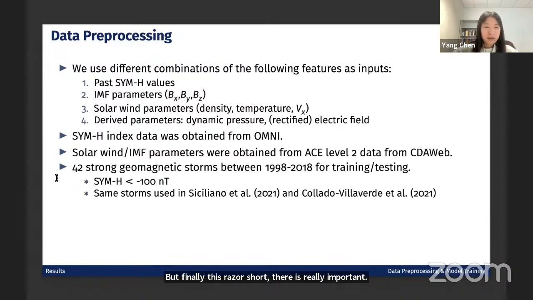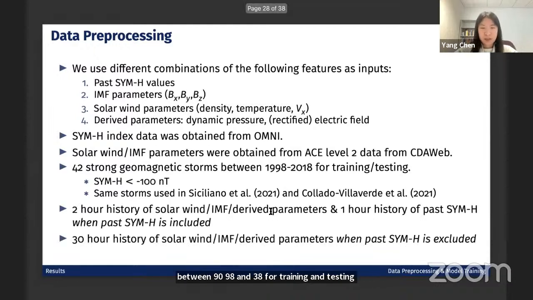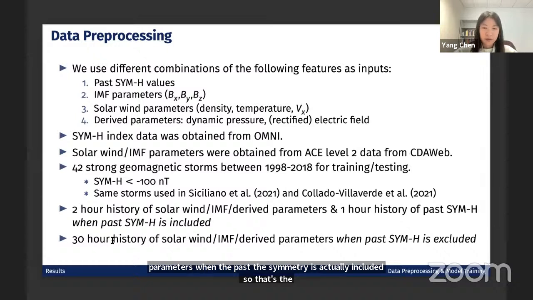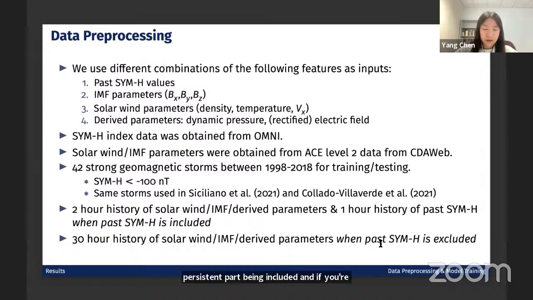We're collecting data from 42 strong geomagnetic storms between 1998 and 2018 for training and testing. We're using the same set of storms as those published in the literature. And we're using a 2-hour history of those derived parameters and a 1-hour history of past Sym-H parameters when the past Sym-H is actually included. So that's the persistent part being included. And if we're not including the past Sym-H index, we're passing down a 30-hour history of solar wind, IMF, and the derived parameters.